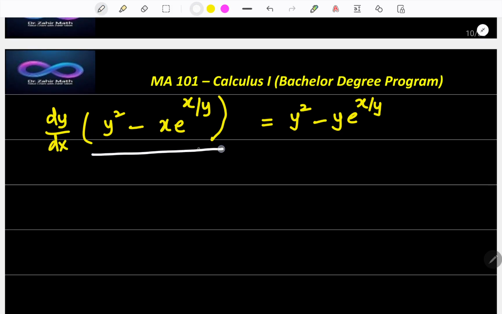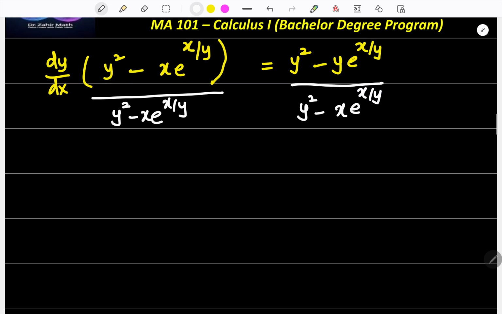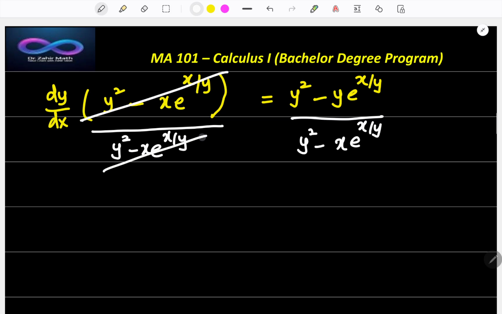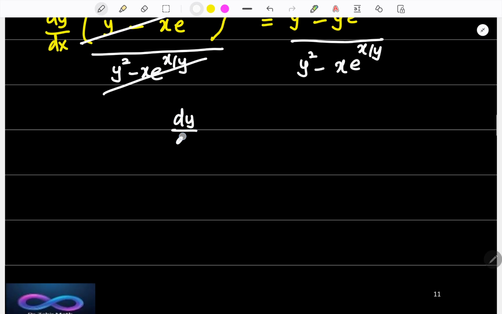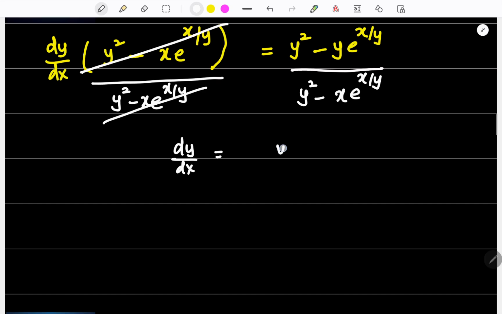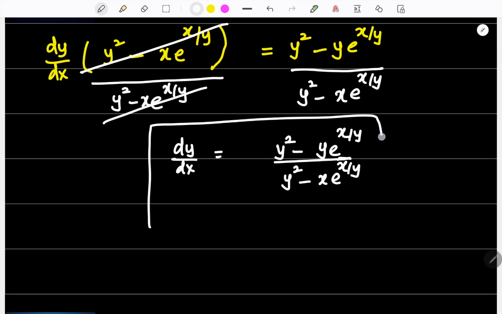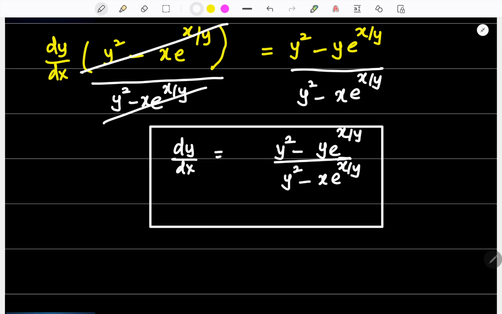Now I am going to find dy by dx. So what should I do? I should divide by y square minus x e power x by y. Clear, all of you? Right. So this cancels. So dy by dx is equal to y square minus y e power x by y, divided by y square minus x e power x by y. Okay. So this finishes your exponential derivative.